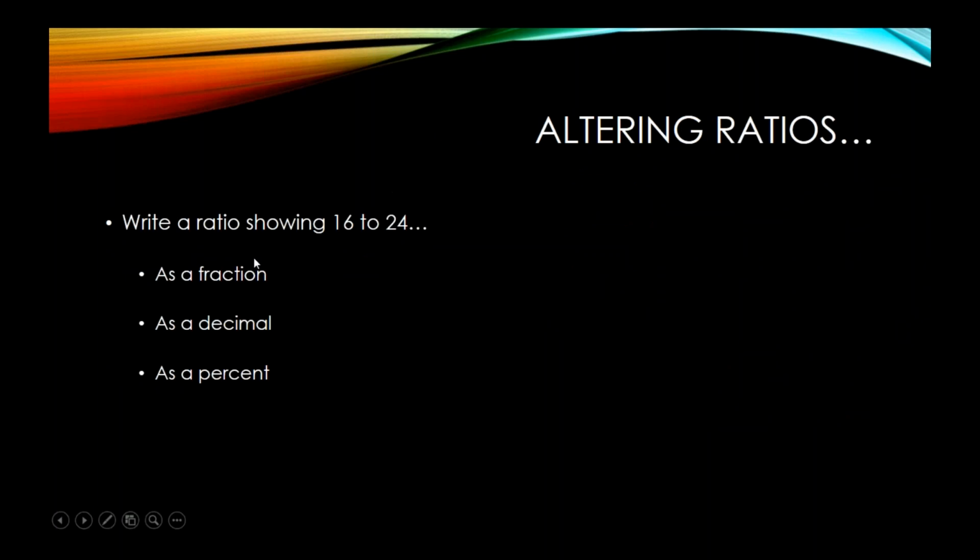Okay, so let's go ahead and do this. I want you guys to try this. We want to write a ratio showing 16 to 24. I want you to write it as a fraction, change it to a decimal, and then change it to a percent. So do that. When you're done, just type yes in the chat box, and then we'll move on. And if you get stuck, just type no in the chat box, and then we'll do it all together. Nothing wrong with that either.